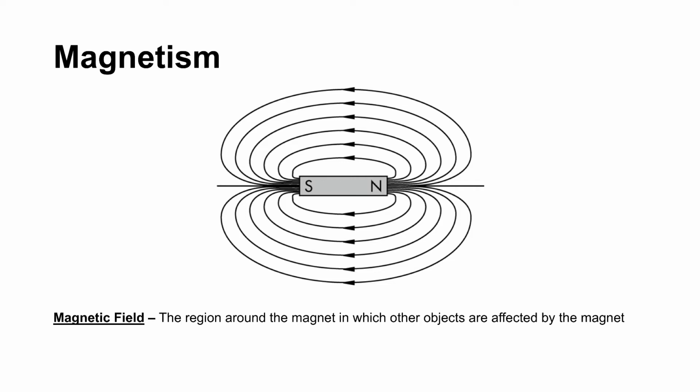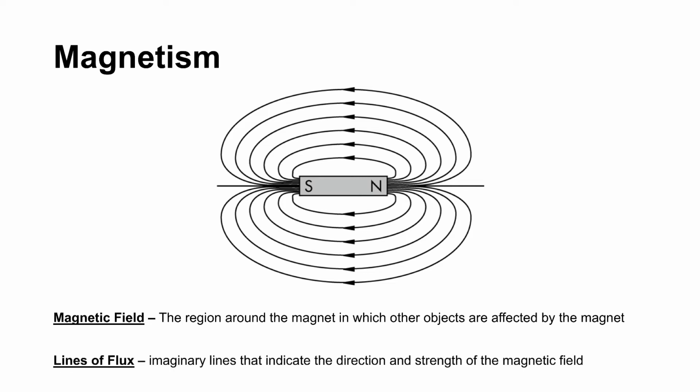A magnet produces what is known as a magnetic field. A magnetic field is the region around the magnet in which other objects are affected by the magnet. And just like when we showed an electrostatic field with lines of force, you can similarly show the magnetic field with magnetic lines. And notice that the arrows always point in such a way that the field lines go from north to south. And that is the direction that always occurs. The magnetic field lines always are shown as going from north to south.